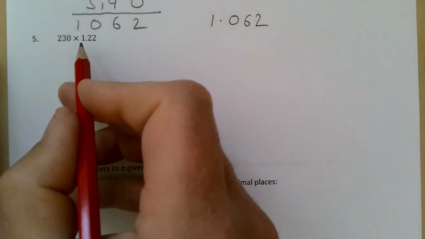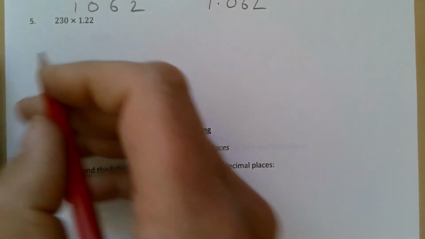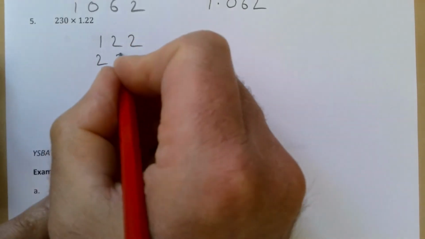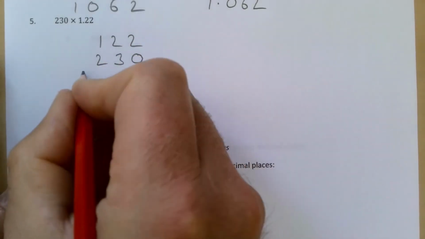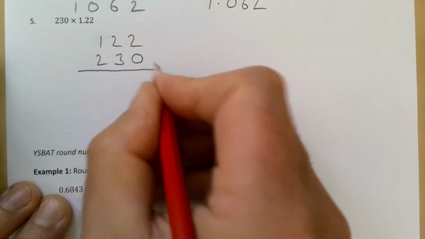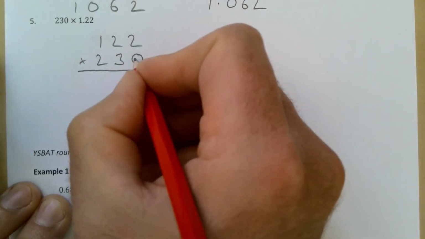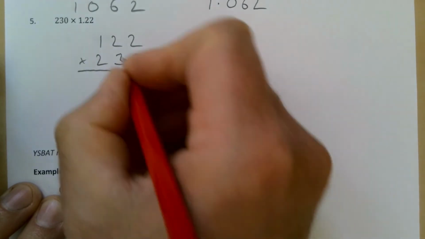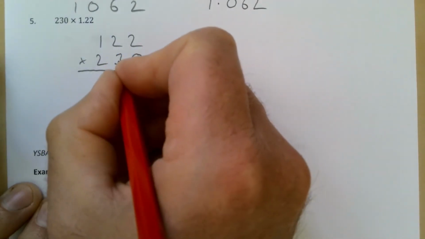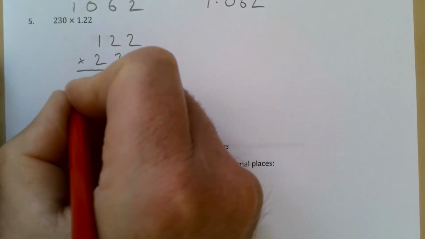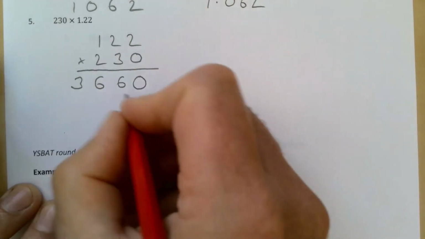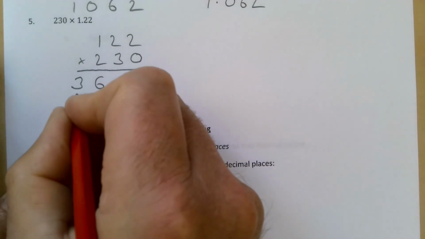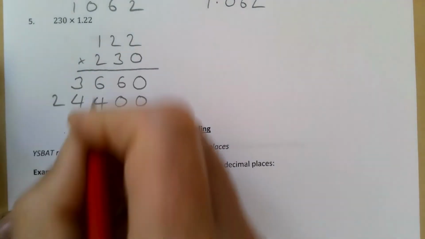Finally then 230 by 1.22. It's debatable which way around you want to go for this one. I'm going to go for this because it means you don't need to multiply by the 0. So 0 gives us nothing. For the 3 we're going to put down the 0. 3 times 2 is 6. 3 times 2 is 6. 3 times 1 is 3. For the 2 I'm going to put down 2 zeros. 2 times 2 is 4. 2 times 2 is 4. 2 times 1 is 2.